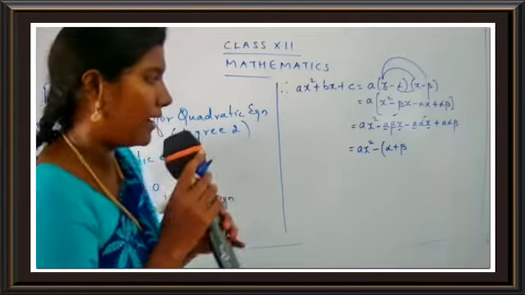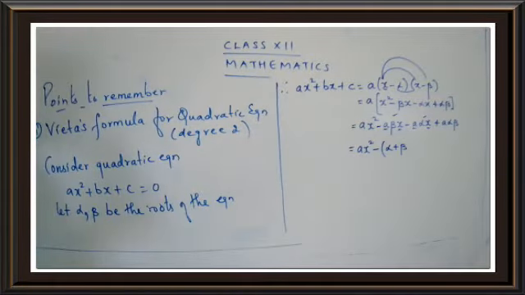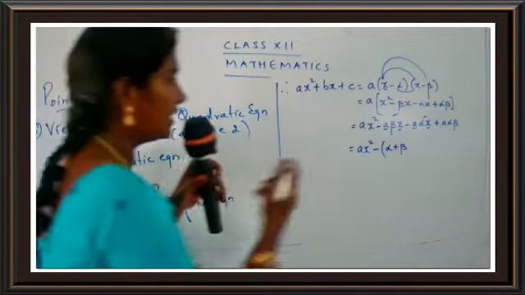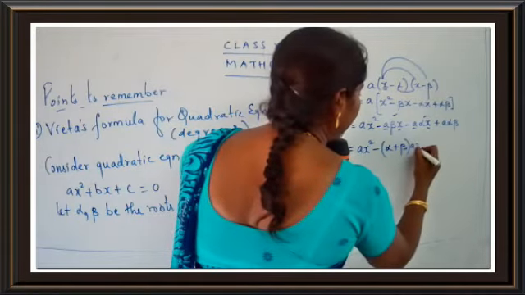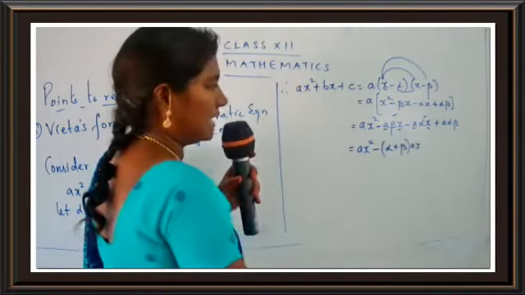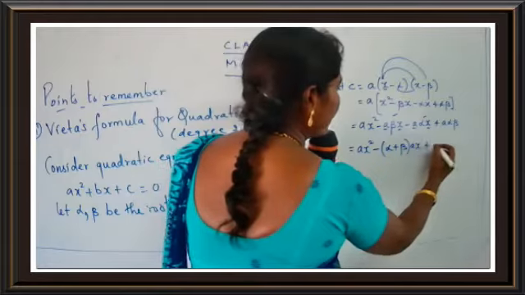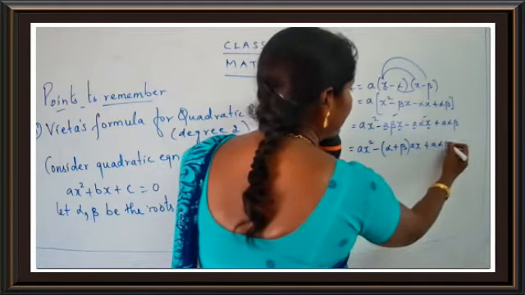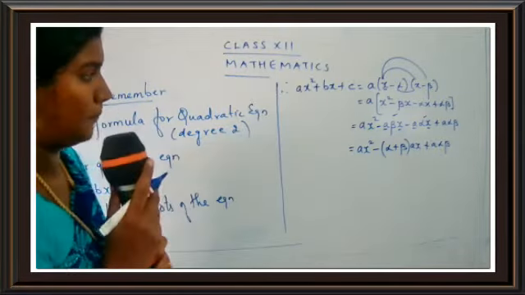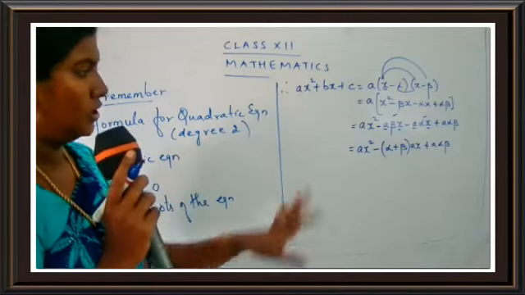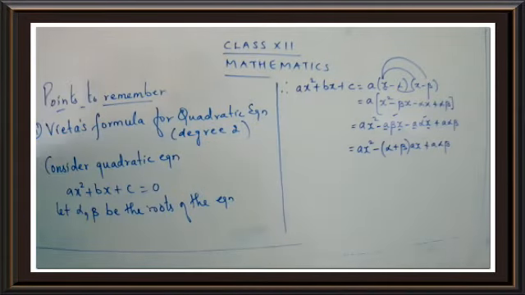So ax square minus alpha plus beta, and what is left, children? Yes, ax is left. Now at the last nothing is there, so I just write it as a into alpha beta. That is a separate term, so keep it as it is. So what do you get here? ax square minus a into alpha plus beta ax plus a alpha beta.